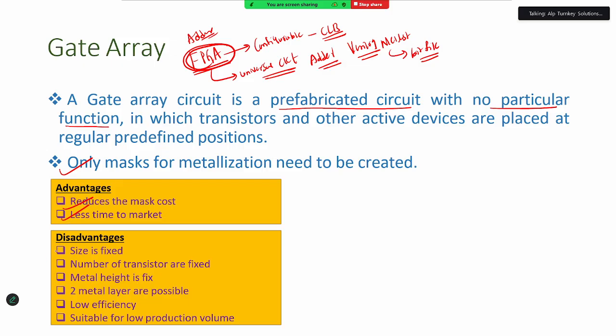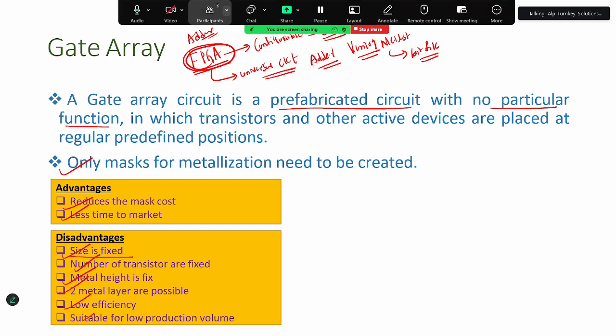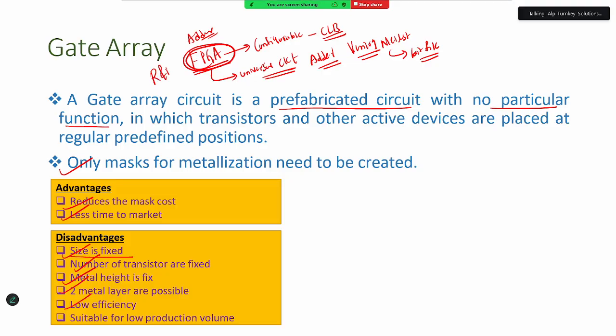The die size is fixed, we can't reduce the size. The number of transistors is also fixed, metal height is fixed, two metal layers are possible, low efficiency, suitable for low production. So this is not suitable for large production, we use it only for R&D purposes. Suppose if you want to check the circuit functionality, then I can use a gate array for an R&D circuit. This is the field programmable gate array.